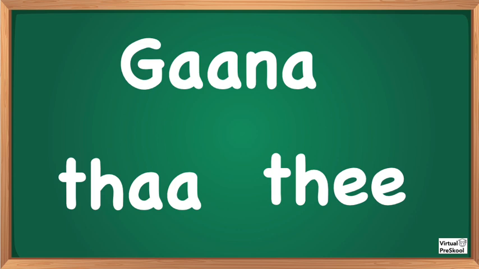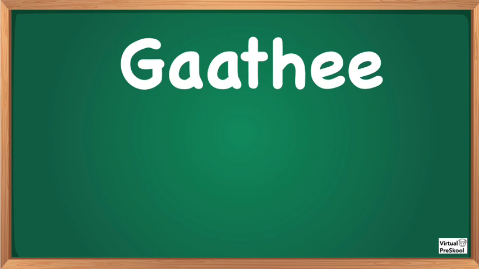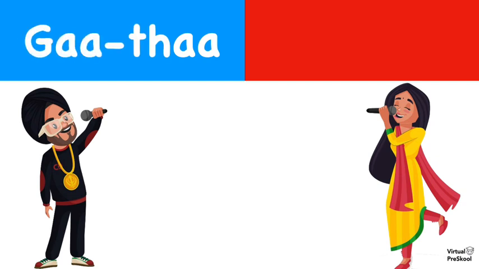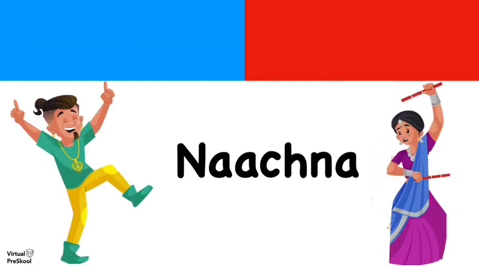So we start with the word gaana. The na has gone away with our lightsaber. And we make 2 new words, gaata or gaati. All right, so we can make 2 new words. But if there are 2 new words, how do you know which one to use? Well, a boy would say gaata and a girl would say gaati. Now let's do some practice problems.